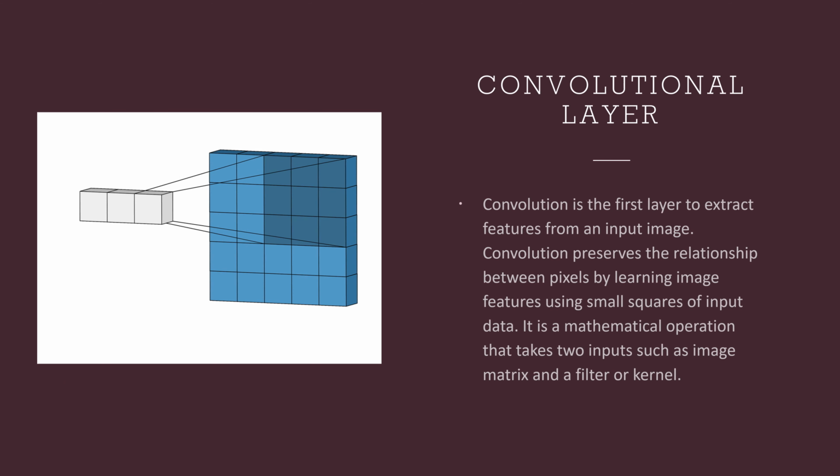Now, first let's discuss the convolution layer. Convolution layer is the first layer to extract features from an input image. Convolution preserves the relationship between pixels while learning image features using small squares of input data. It's a mathematical operation that takes two inputs such as an image matrix and a filter. As you can see here, there's a 5x5 image and a 3x3 filter. As the filter slides over the image, we can extract the features of the image.